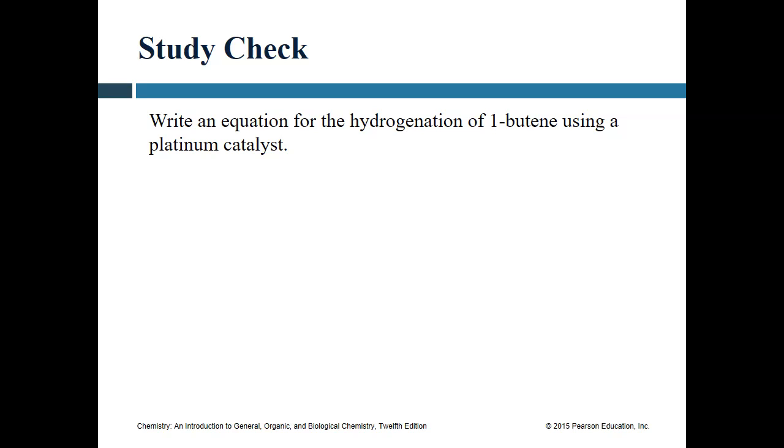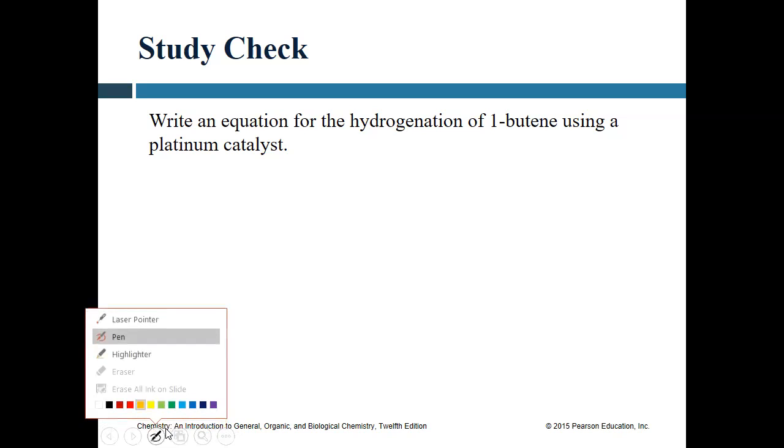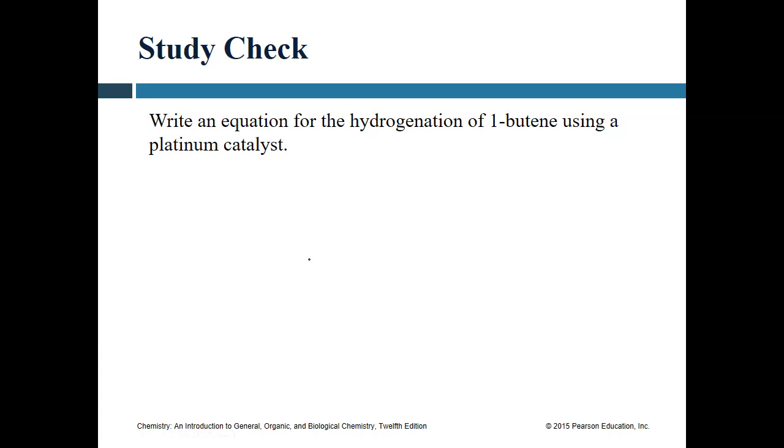So let's do this last study check, and then we'll call it a day from here. Write an equation for the hydrogenation of 1-butene using a platinum catalyst. 1-butene, so we're talking about 1, 2, 3, 4, and double bond: CH2, CH, CH2, CH3, plus hydrogen.